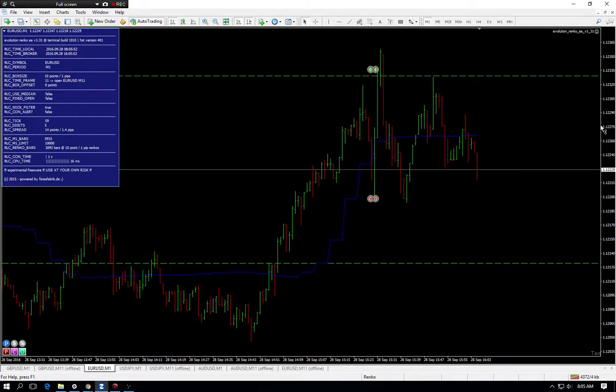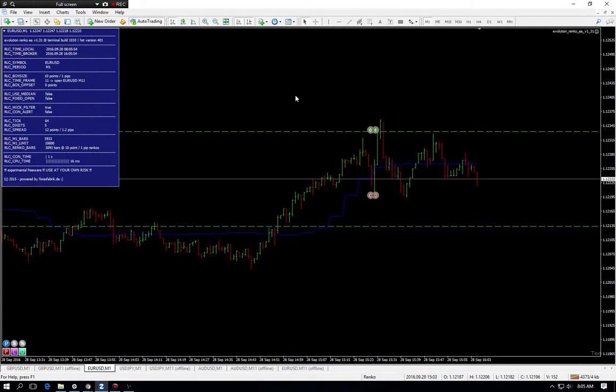I have to fix up the template a little bit. I almost have the template ready for everybody, so if you need it, don't worry.